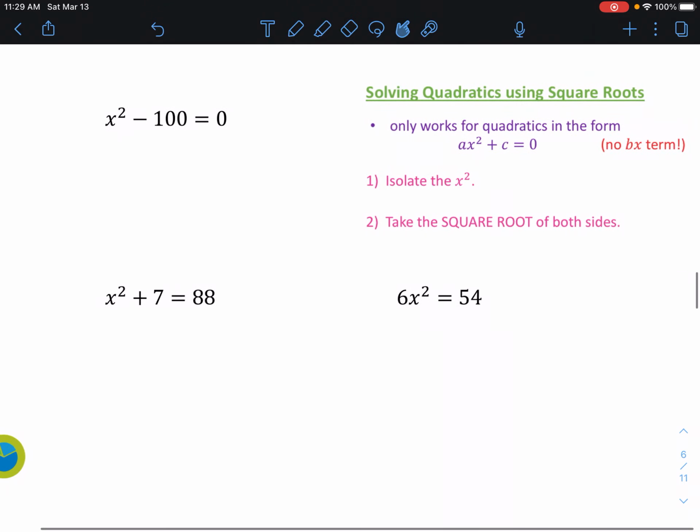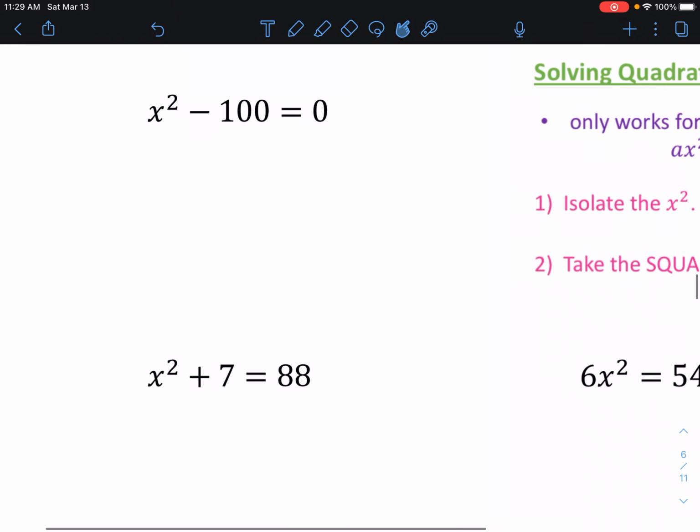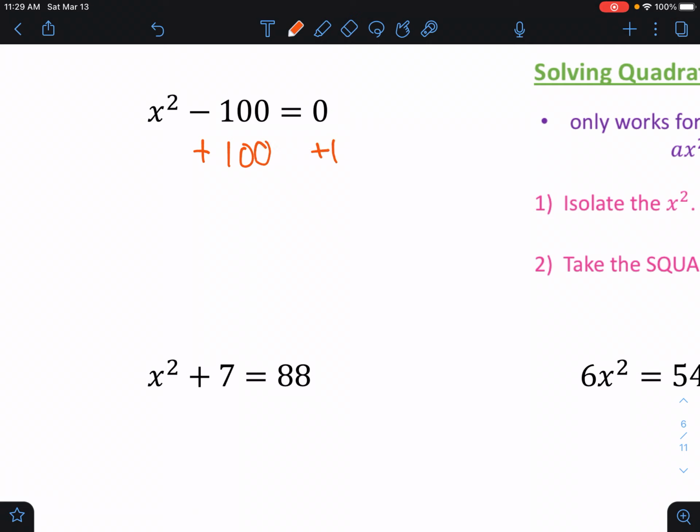All right, so how do we do this? Well, again, double check that it's in ax squared plus c equals 0 form, and then go from there. Okay, so it is. So now what I'm going to do is get the x squared by itself. So to do that, I'm going to add 100 to both sides. This would give me x squared comes down, these cancel out, bring my equal sign down, and then 0 plus 100 is 100.